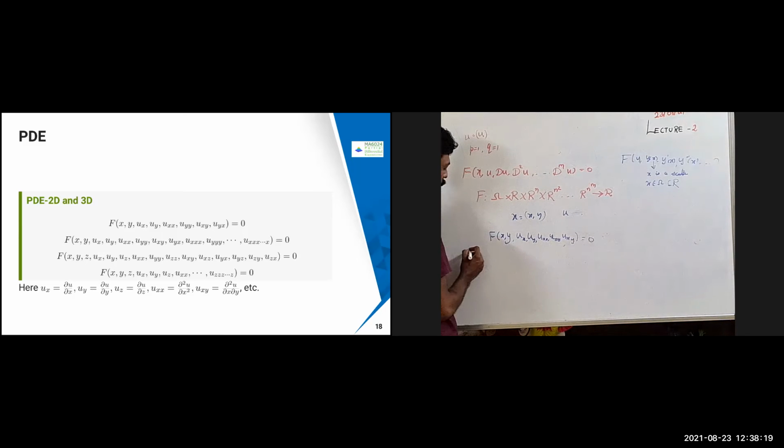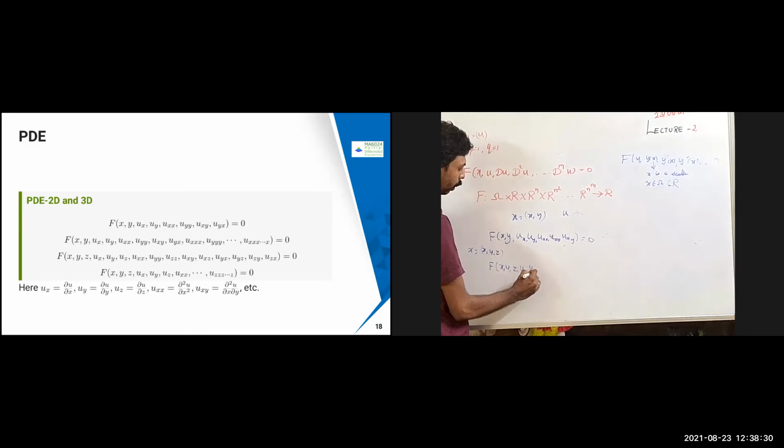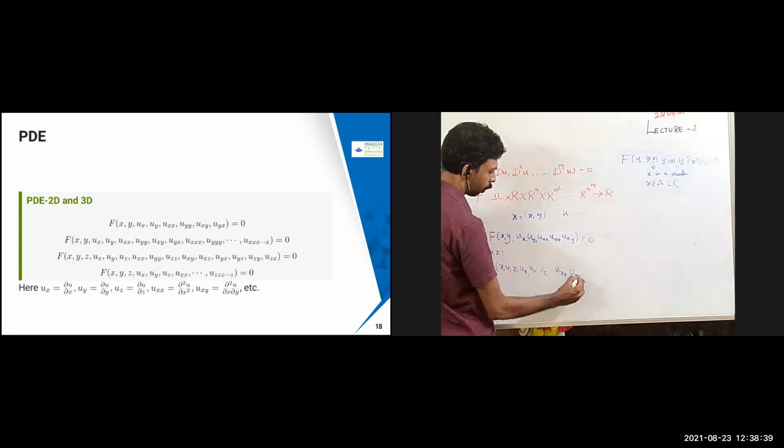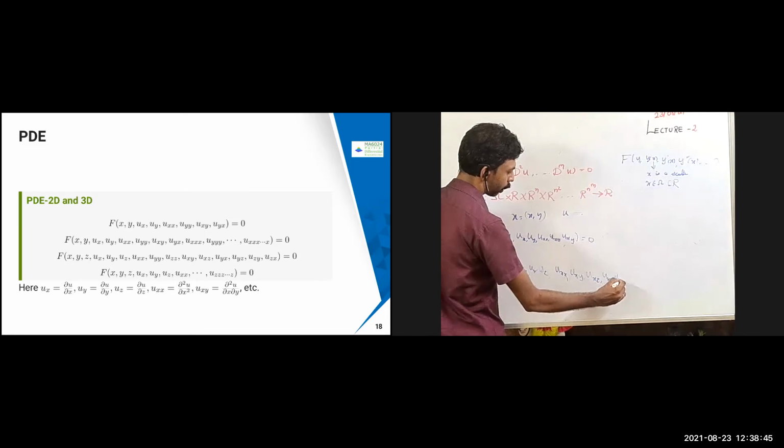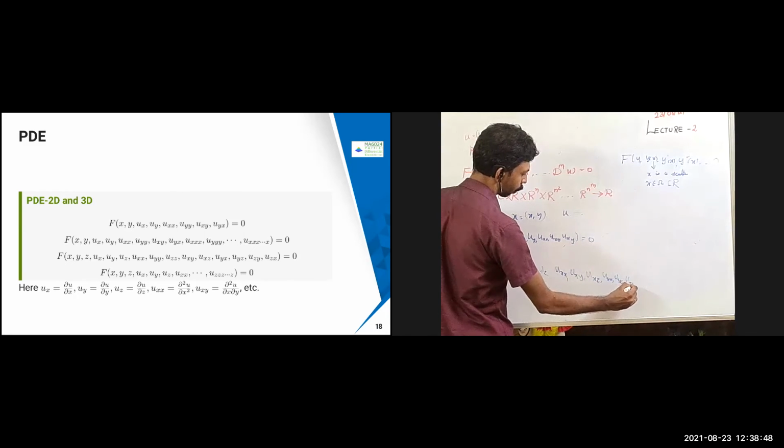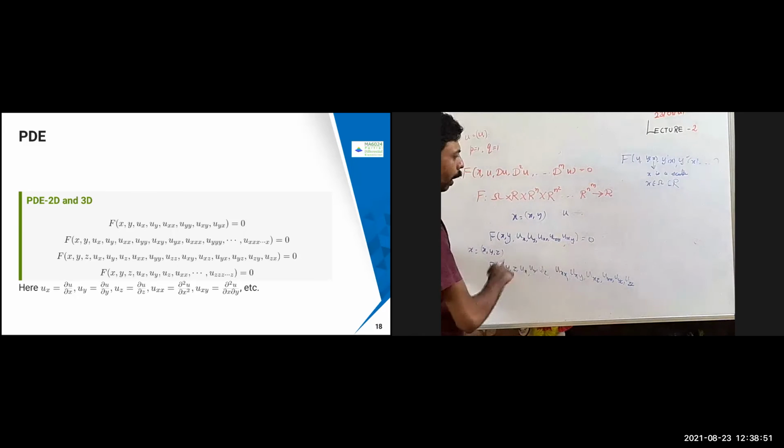Similarly, you can define it for x equal to x comma y comma z. Then what is this equation going to become? f of x comma y comma z comma ux, uy, uz, then uxx, uxy, uxz, uyy, uyz, uzz. Similarly, you can put uyx and uzx also, the other way also, but I'm not keeping that. I'm just assuming that the symmetry is there.